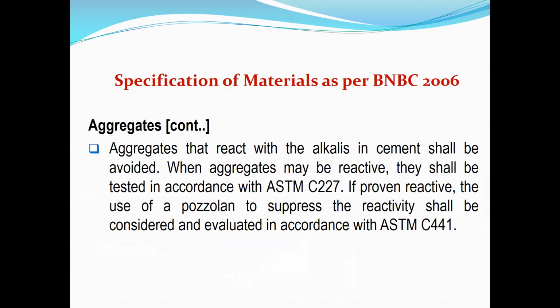Aggregates that react with alkalis in cement, okay, in cement there are some alkalis, shall be avoided. So when aggregates may be reactive, they shall be tested in accordance with ASTM C1260. So aggregate should be tested whether it is reactive or not. Some standard procedures are there in ASTM C1260. And if it is found that they are reactive, you have to use a pozzolan to suppress the reactivity, and then it should be evaluated again in accordance with ASTM C441.